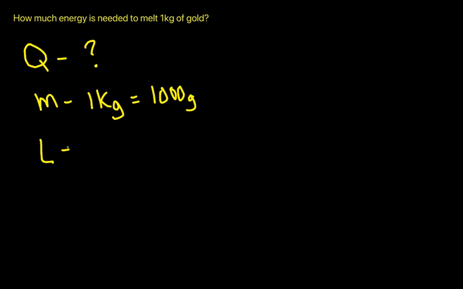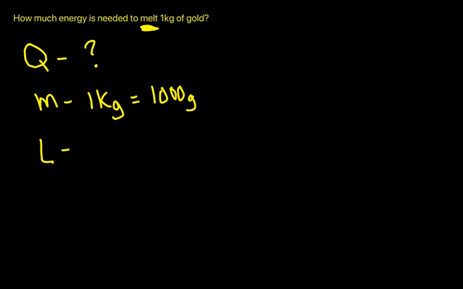So I know I'm doing latent heat. I know I'm not doing specific heat because there's no temperature change. Latent heat only deals with the mass and the unique latent heat value. It says how much energy, so I'm looking for Q. My mass is 1 kilogram, and 1 kilogram is, of course, 1,000 grams. And I'm dealing with gold. More specifically, I'm melting gold. Melting means fusion since it deals with solids.